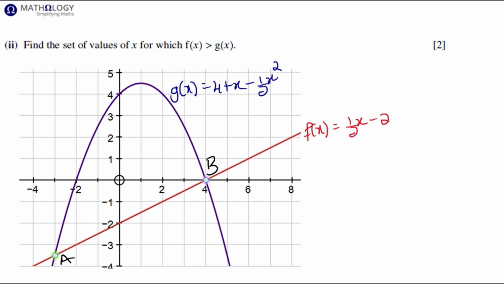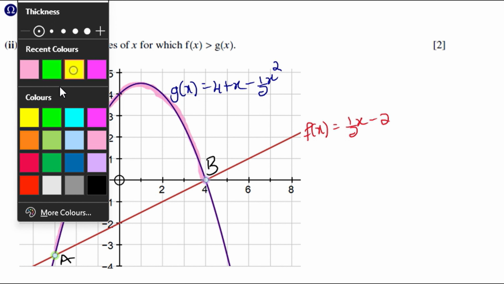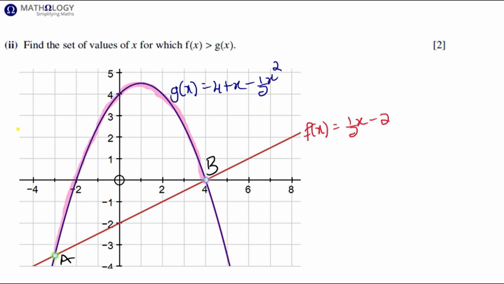Now clearly, between A and B, we can see that the quadratic function lies above the straight line. We are looking for values of x where the straight line lies above the quadratic function. So between x equals minus 3 and x equals 4, g of x is greater than f of x. That's not what we're looking for. We're looking for f of x being greater than g of x.